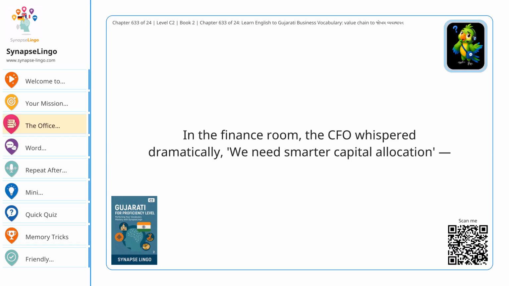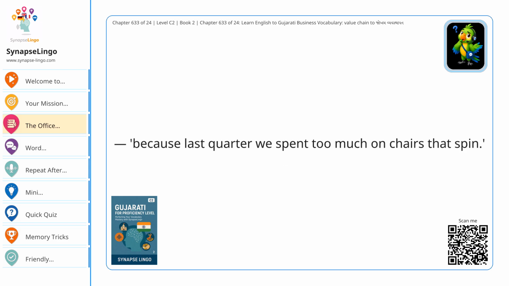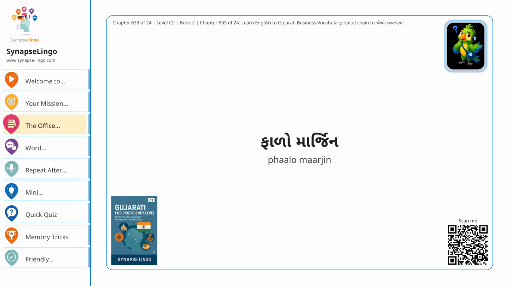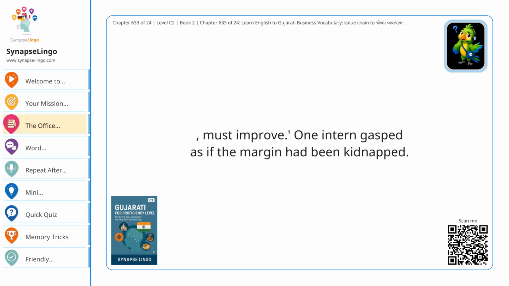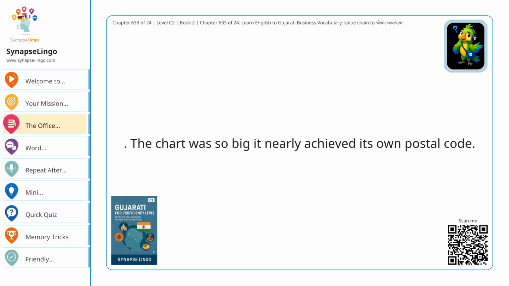In the finance room, the CFO whispered dramatically, "We need smarter capital allocation, મૂડી ફાળવણી. Because last quarter we spent too much on chairs that spin." The analyst replied, "Also, our contribution margin, or ફાળો માર્જિન, must improve." One intern gasped as if the margin had been kidnapped. Next, the accountant rolled out a giant chart and said, "Please look at our cost structure, or ખર્ચ માળખું." The chart was so big it nearly achieved its own postal code.